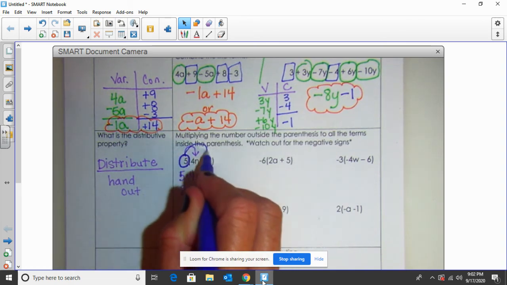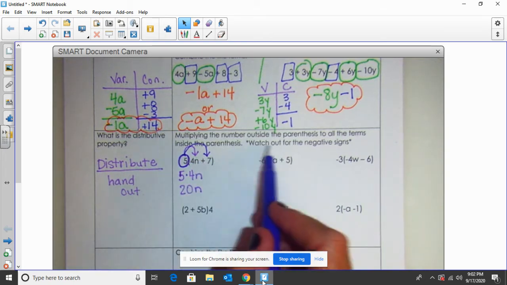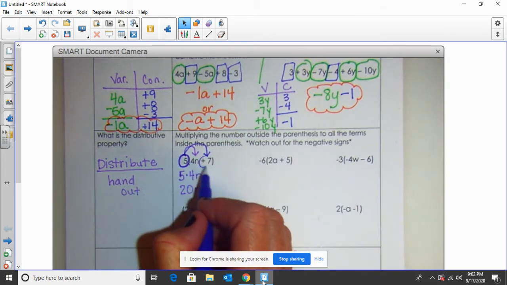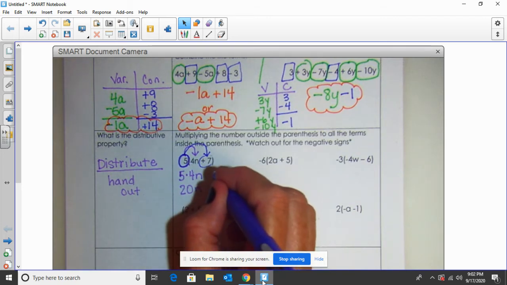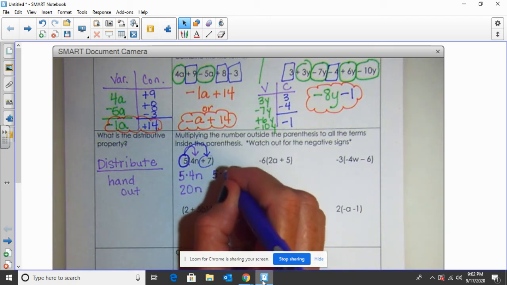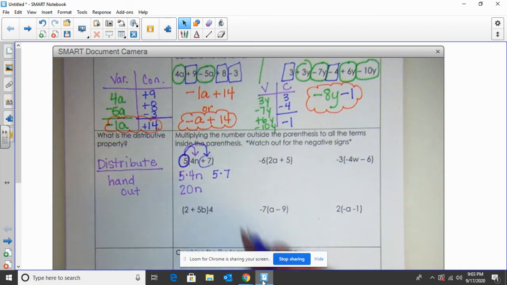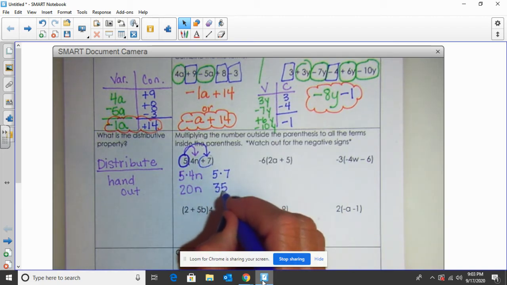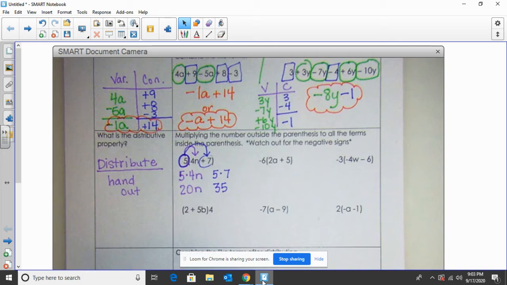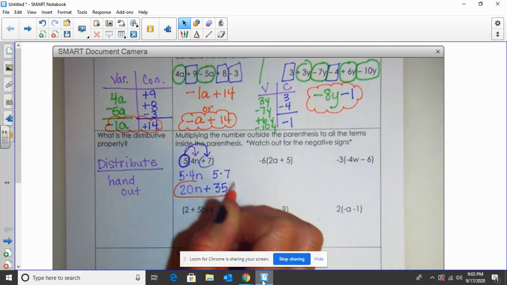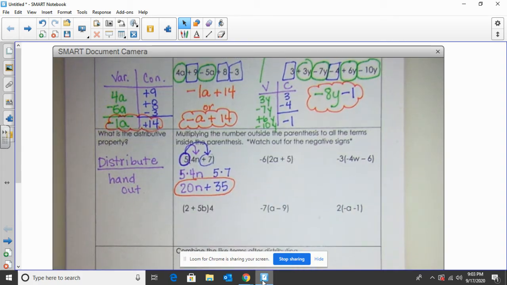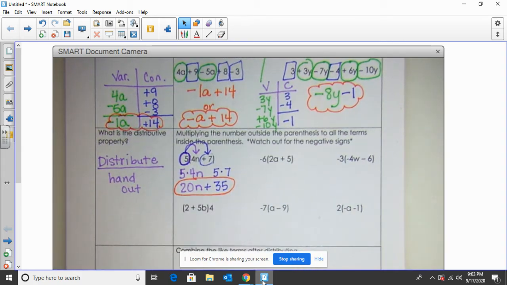So this 5 now has to go to the 7. Well, it said watch out for the signs. This 7 happens to be a positive. So now I'm asking myself, what is 5 times 7? Well, 5 times 7 is 35. What kind of 35 is that, positive or negative? It's a positive. So I have to put a plus sign in there because remember, terms are separated by pluses or minuses. So now I have used the distributive property to shorten my problem. Okay, not doing any solving, I'm just shortening. The whole purpose of these notes today is how to shorten your math problems.